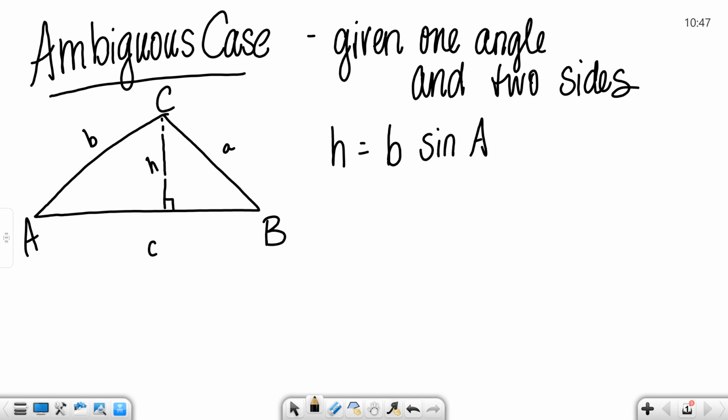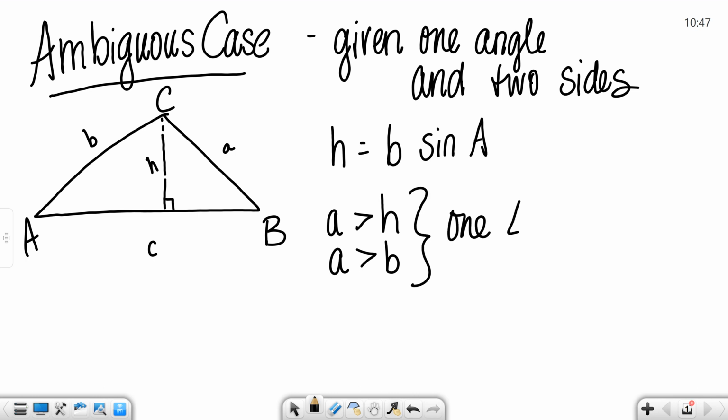Now you won't always see the triangle drawn. So here's our formula. To find the height, we're going to multiply b times the sine of A. All right, we're going to multiply b times the sine of A. And then we are going to look for a few things. The value of a if it is bigger than h, and the value of a if it is bigger than b. If these two things are true, then we're going to have one triangle answer, and that's the easy case. All right, that's the easy case.